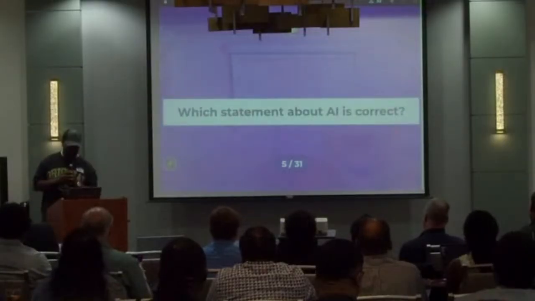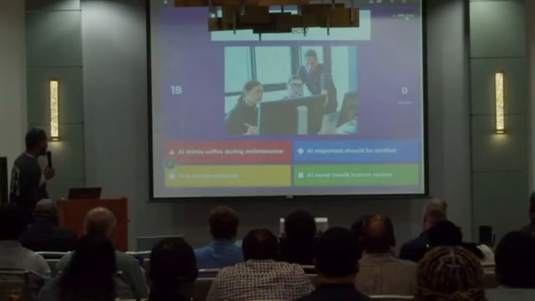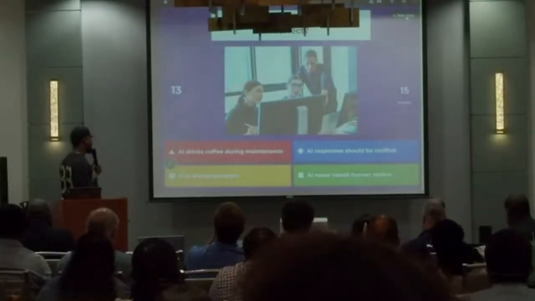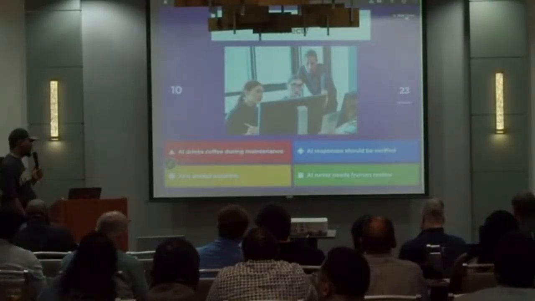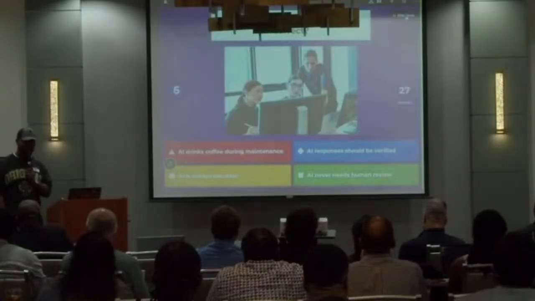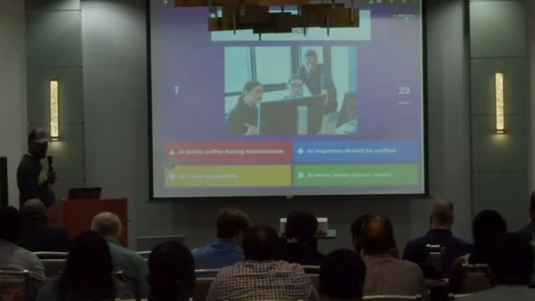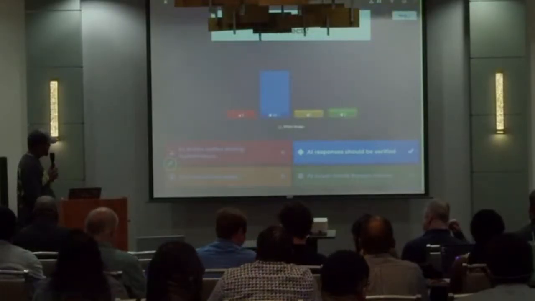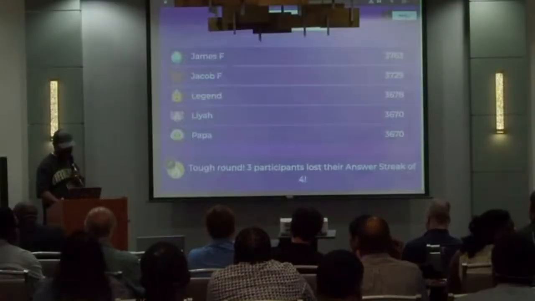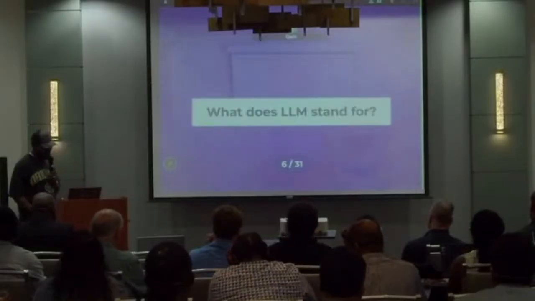Which statement about AI is correct? AI drinks coffee during maintenance. AI responses should be verified. AI is always accurate. AI never needs human review. Let me see your thought process here. Okay. James, what's going on?